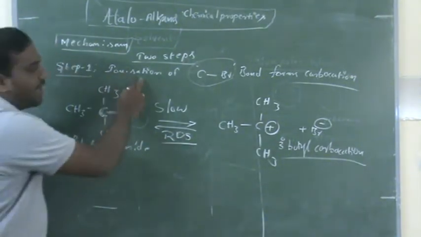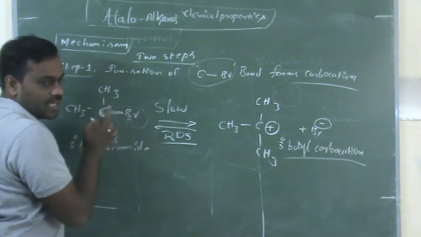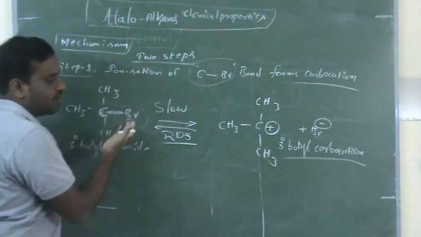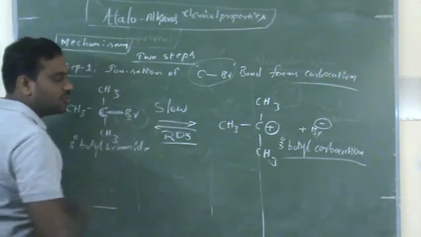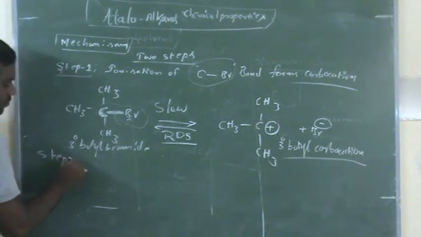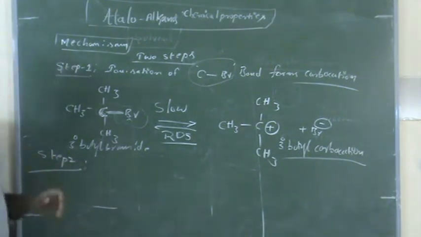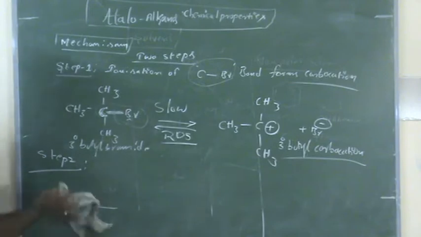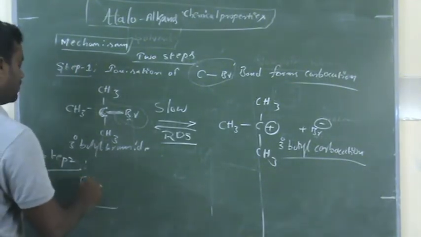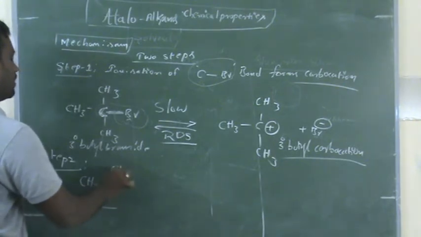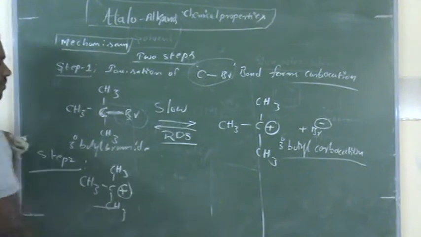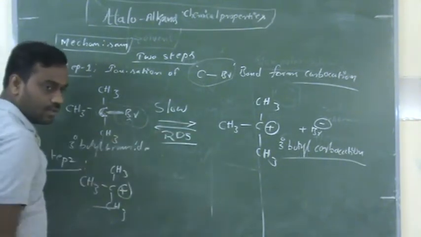This means ionization of the C-Br bond. Ionization is also called breaking: breaking of the C-Br bond and formation of tertiary butyl carbocation. Step 2: take the tertiary butyl carbocation, which was formed in the first step. That is CH3, C, CH3 and CH3 with a positive charge. This one I am taking.